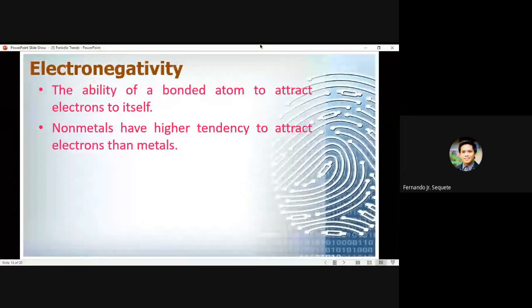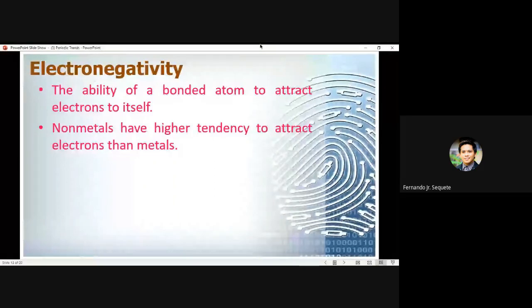I will not really discuss the mechanism of electronegativity, the ionization energy, kasi nga, those are part of higher chemistry. The purpose of discussing these trends, it is because for you to know the behavior of the elements, yun lang. So we will not discuss really bakit siya tinawag na electronegativity, ano ba yung electronegativity, and so on.